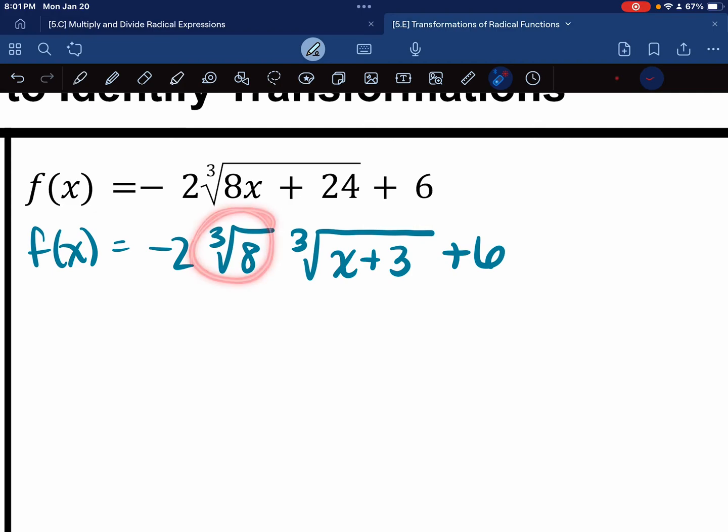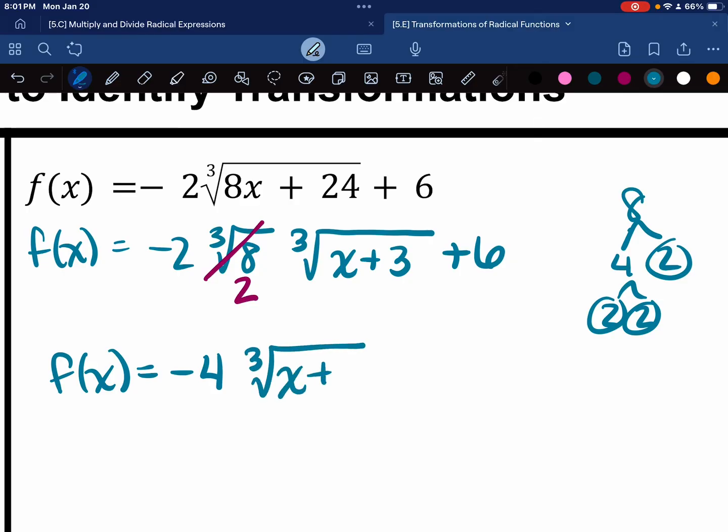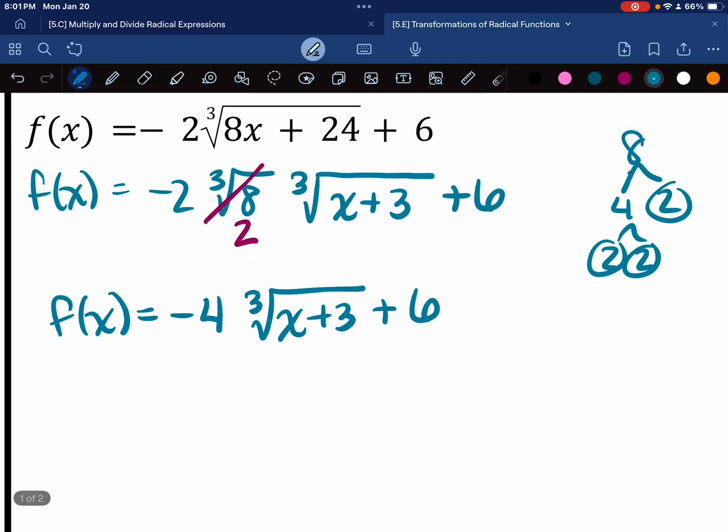Now, I could find the cube root of 8. 8 is 4 times 2, and 4 is 2 times 2, so the cube root of 8 is just 2. If I put all that together, I can multiply the 2 that I just got times the -2 that was already there in front, so I'm getting the -4. And now this is in that transformation form. There's no number sitting in front of x.